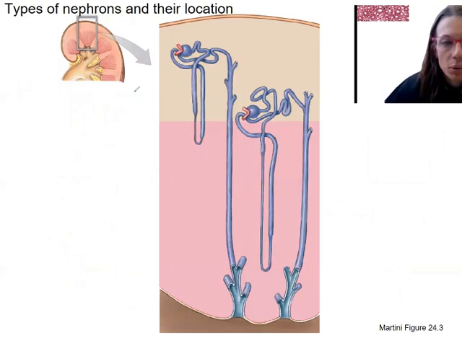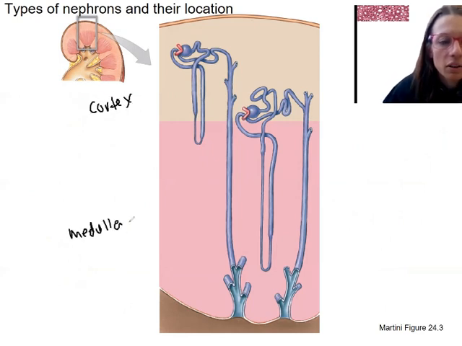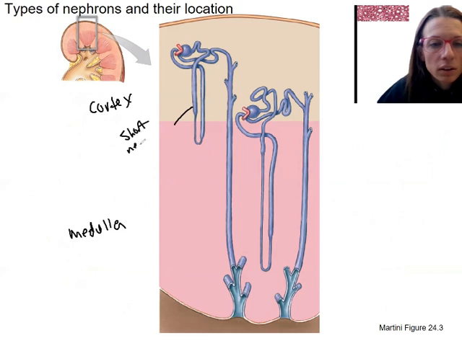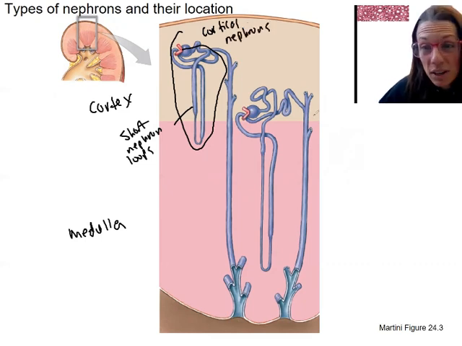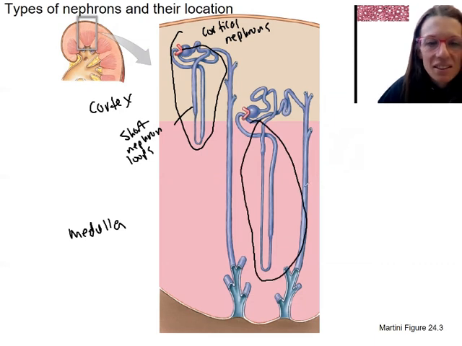So in this image here, we've got the cortex and the medulla of the kidney. And then we've got nephron loops that are short. So these nephrons would be called cortical nephrons because they're mostly in the cortex. Then we've got nephron loops that dip way down. This is a long nephron loop.